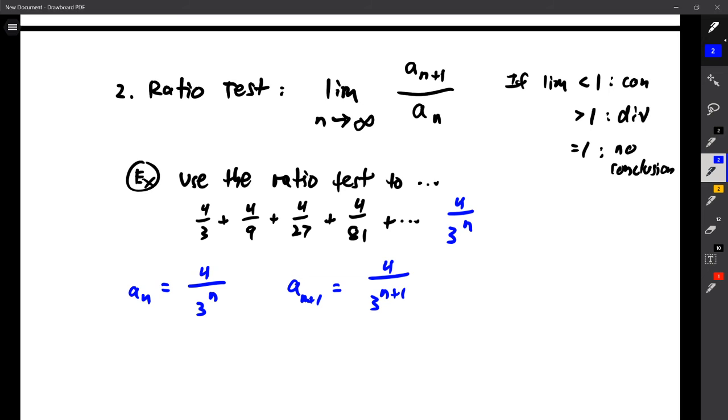So 4/3, our first term here, times 1/3 is 4/9, times 1/3 again is 4/27, times 1/3 again is 4/81. And at that point, if you didn't have to use the ratio test, you could just say, oh, we have a geometric series with the ratio of 1/3. Therefore, this is convergent, because any geometric series with a ratio between -1 and 1 is convergent. But we're told to use the ratio test.